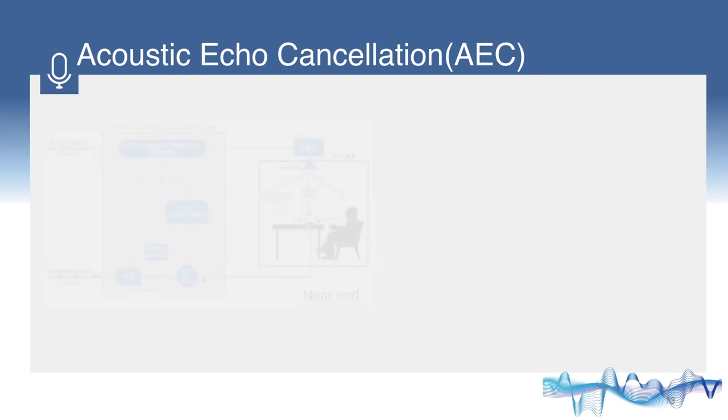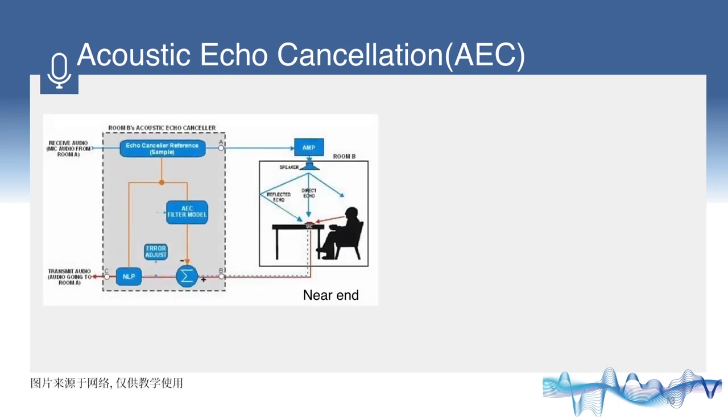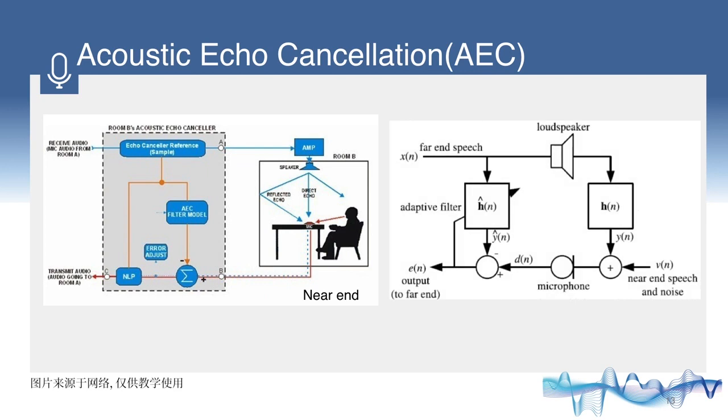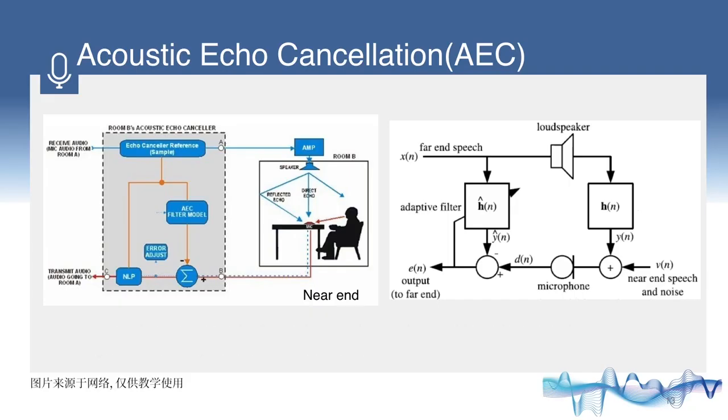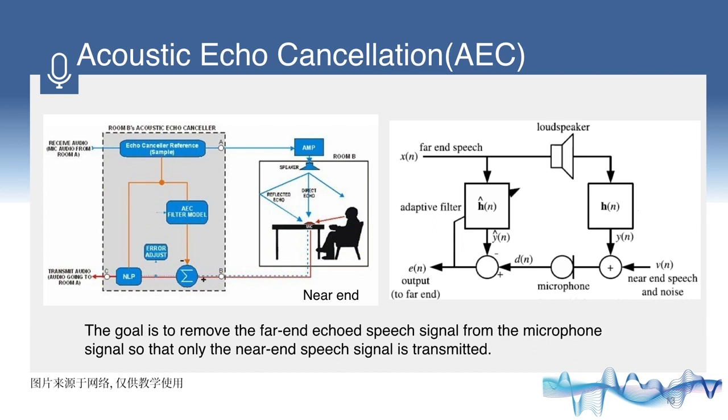Acoustic echo cancellation, AEC, is important for speech and audio teleconferencing when simultaneous communication or full duplex transmission of speech is necessary. It has been built into most VoIP solutions, including WebRTC. The goal of AEC is to remove the far-end echoed speech signal from the microphone signal so that only the near-end speech signal is transmitted.